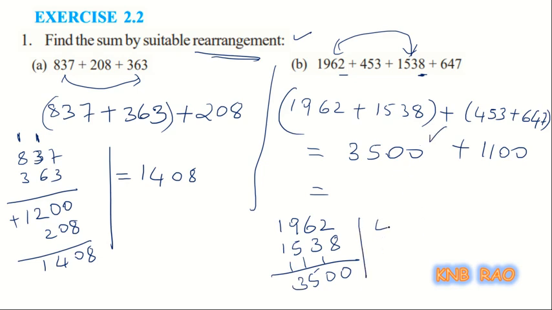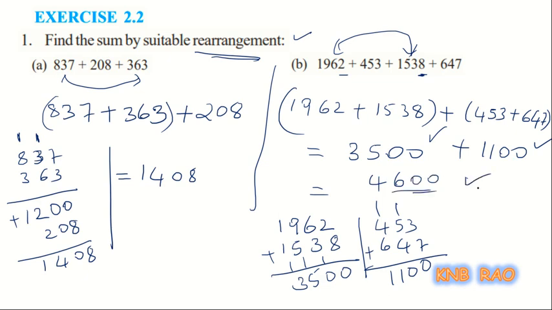Similarly, 453 added to 647 gives this summation only I am doing. 7 plus 3 is 10, 1 carry, 5 plus 4 plus 1 is 10, 1 carry, 6 plus 4 plus 1 is 11. So, 1100. Their sum, you know, it is 4600. So, that is how we can do the rearrangement and do the additions quickly, how I did orally.